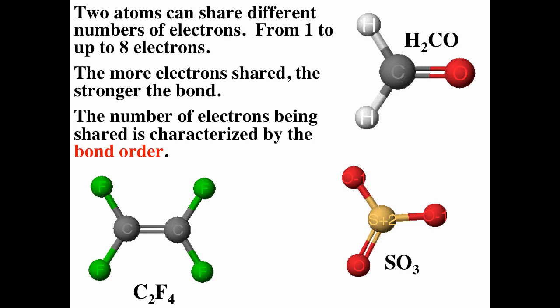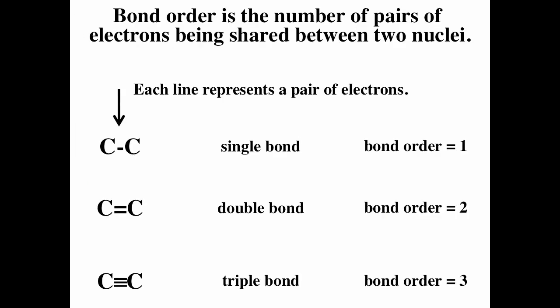Now the number of electrons being shared is characterized by what's referred to as the bond order. The bond order is just the number of pairs of electrons being shared between two nuclei. When we write a single line, that means a pair of electrons. So for a single bond, you have 2 electrons being shared, and that would be a bond order of 1. If we draw 2 lines between 2 atoms, each line corresponds to 2 electrons, so that's 4 electrons being shared, which is 2 pairs, and it gives you a bond order of 2. That's a double bond. A triple bond we draw with 3 lines, so that would be 6 electrons being shared, and that would be a bond order of 3.